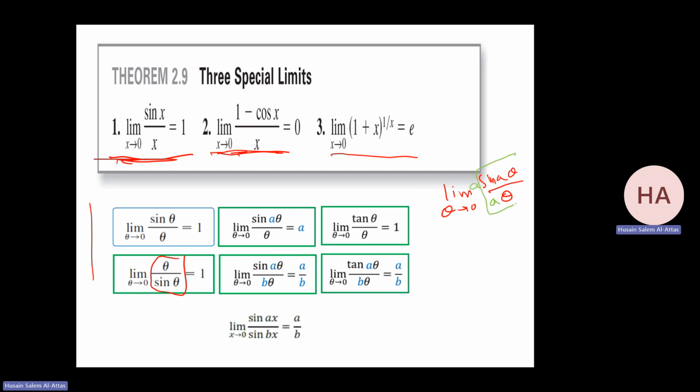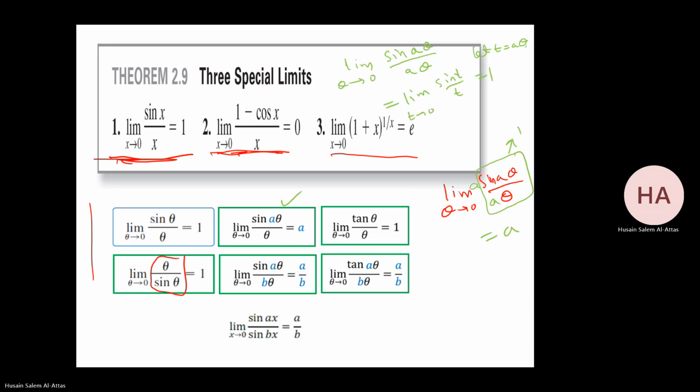This one, if I take it aside, look: limit as theta goes to 0 of sine a theta over a theta. If I let t equal a theta, I'm getting what? Limit of sine t over t. Now, if theta goes to 0, then t goes to 0, and that is 1. So this goes to 1. 1 times a, I'm getting a. So I have this formula.